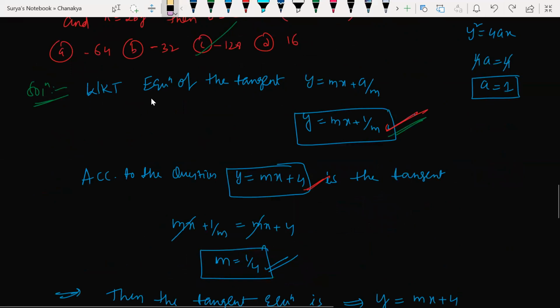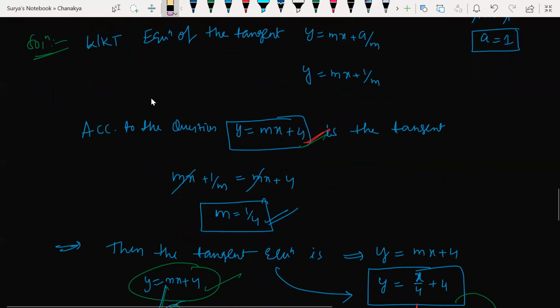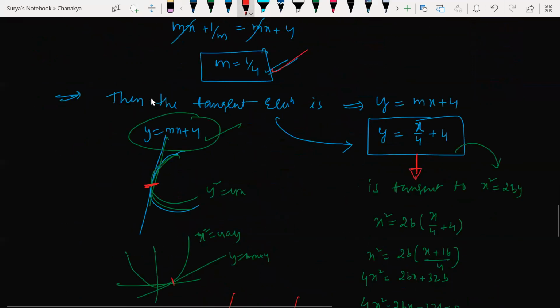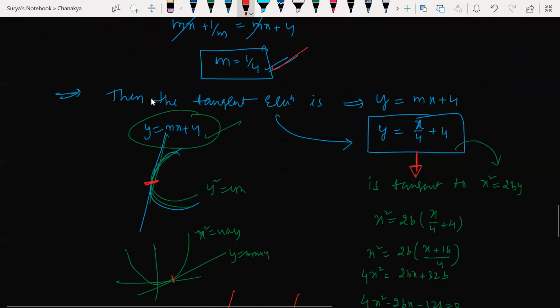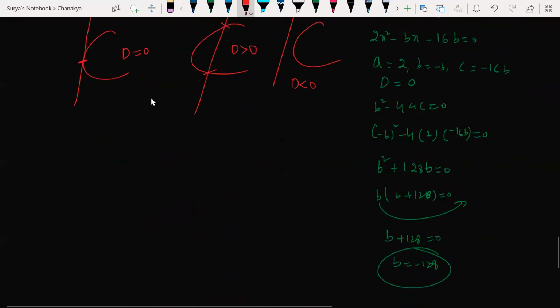need not write all this stuff, everything you should think in your mind itself. This part and that part you should do in the mind; otherwise directly you just write the equation y is equal to mx plus, write this, one second, write this, then compare it, and the m value will be obtained. And he has given that m value, I substituted back. So he has given that this is also tangent to this parabola, so I substituted there and found the discriminant, I got b value minus 128.